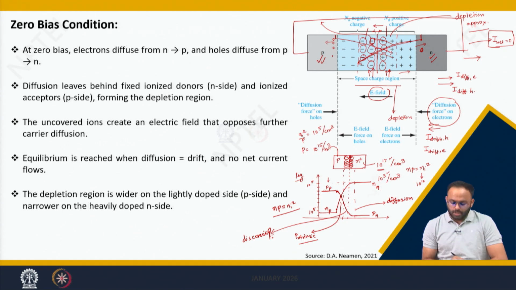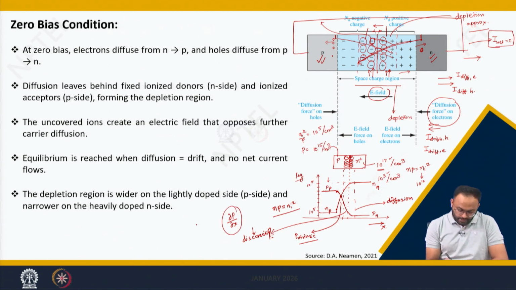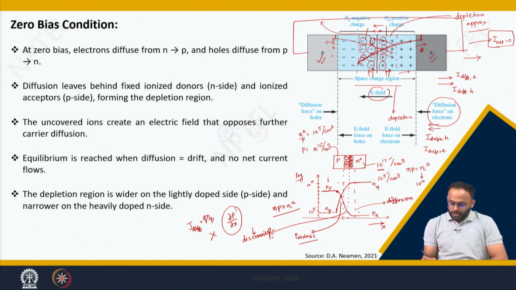The answer is no, because this line shows what? The gradient of p over x, if this is the x direction. If this is discontinuous, it means the gradient dp/dx is infinite, which gives rise to an infinite diffusion current, q times D times dp/dx, which is not possible, and hence this should be continuous. Correct?